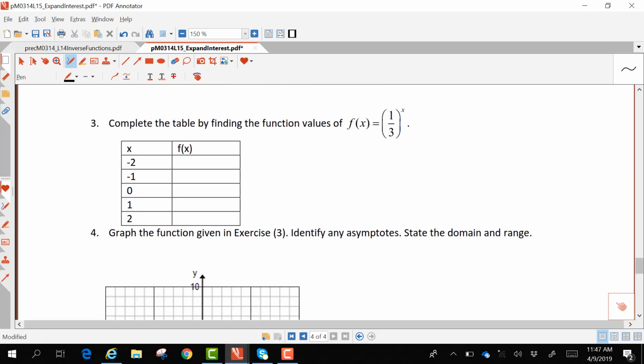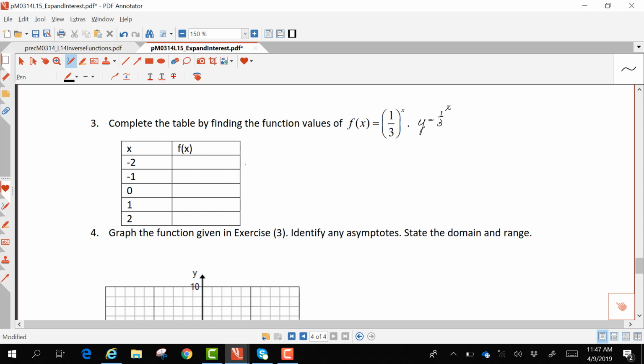On the next page, you will do something similar by completing the table in which you have 1/3 to the power of x instead of 3 to the power of x. So again, I can rewrite this as y equaling, because sometimes that makes it a little easier.